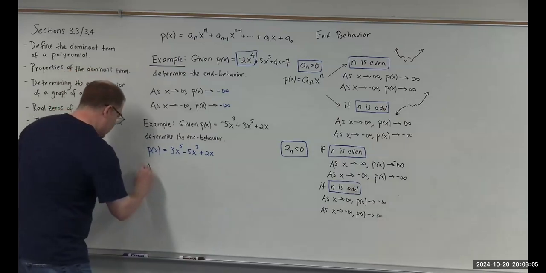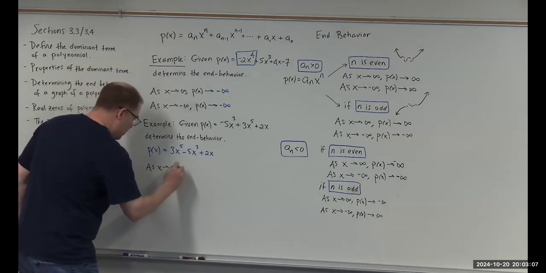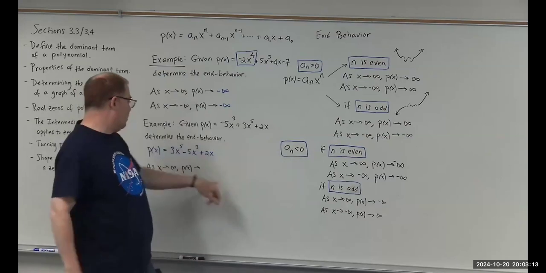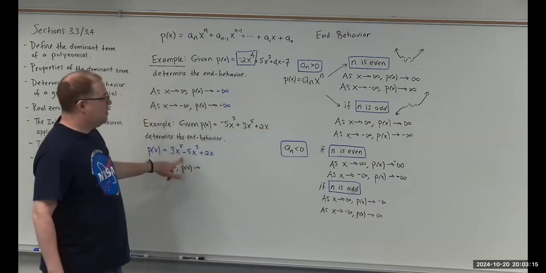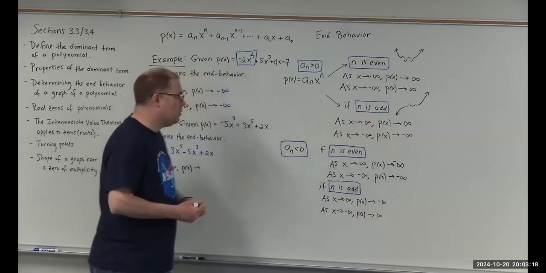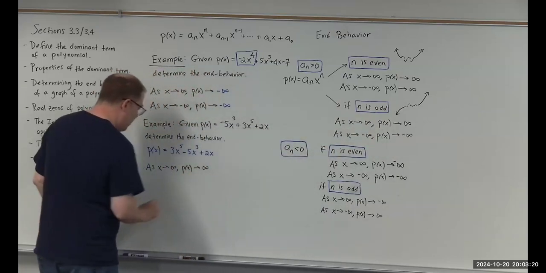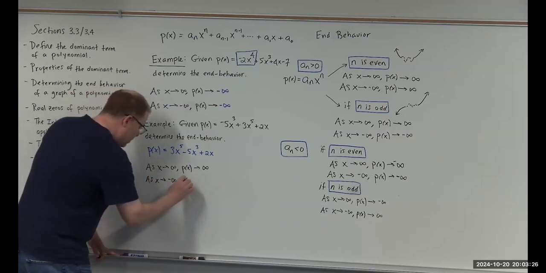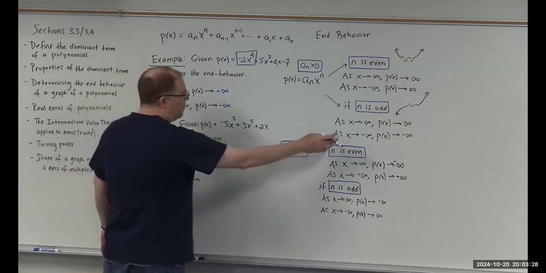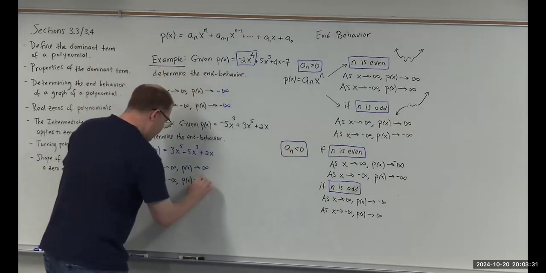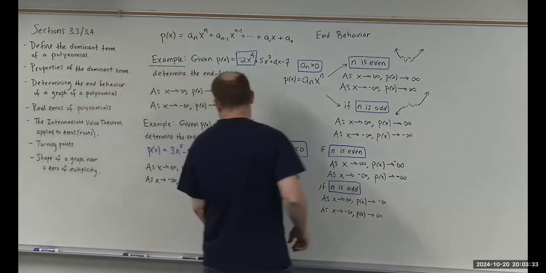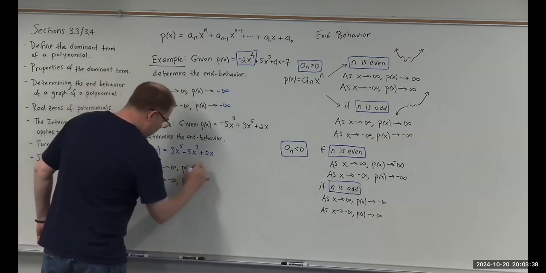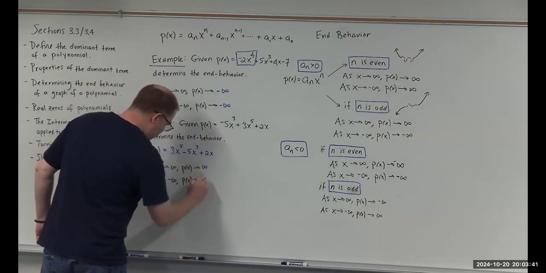So as x goes to infinity, we have a positive leading term and it's odd, which means the y values are going to go to positive infinity. As x goes to minus infinity, then it's going to go to negative infinity. I put those in different colors.